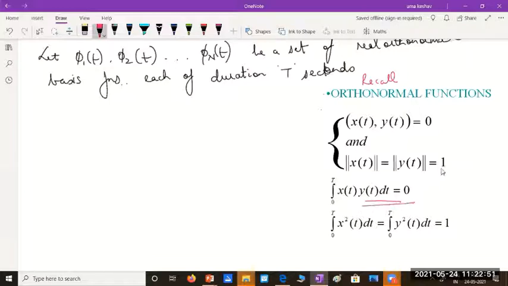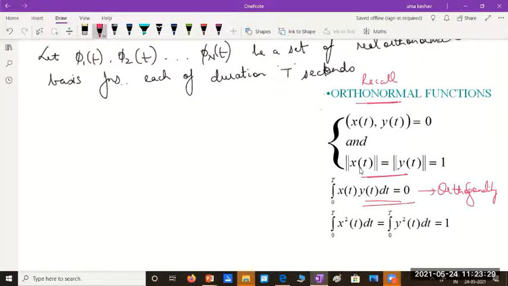So this is the first property. This property is also called orthogonality. Remember, I say these two signals are orthogonal if the area under the product is 0. If I find the area under the product of two signals, which is nothing but the integral of the two signals, if it is 0, then they are orthogonal. That's the first condition for orthonormal functions.